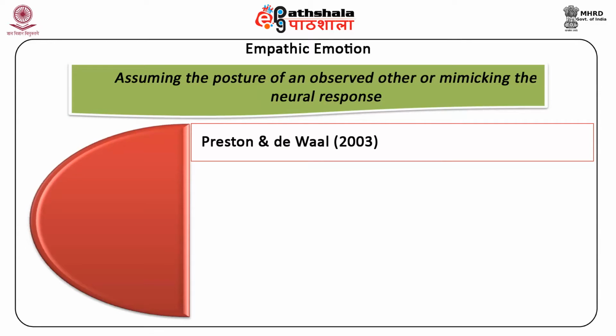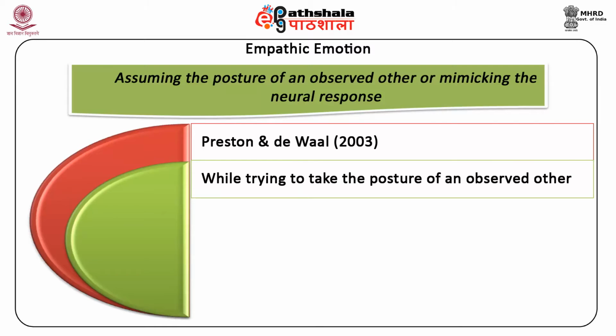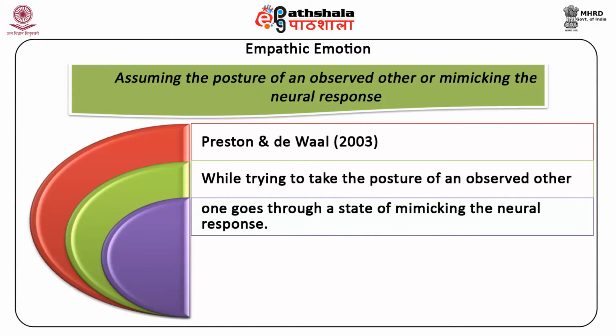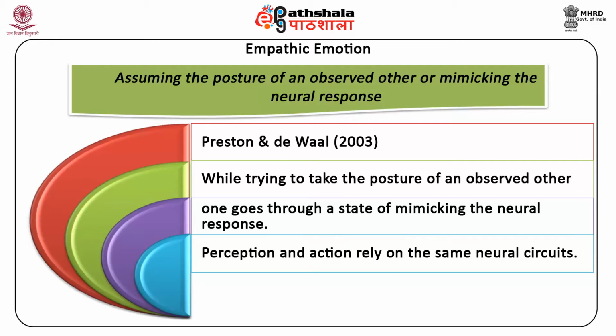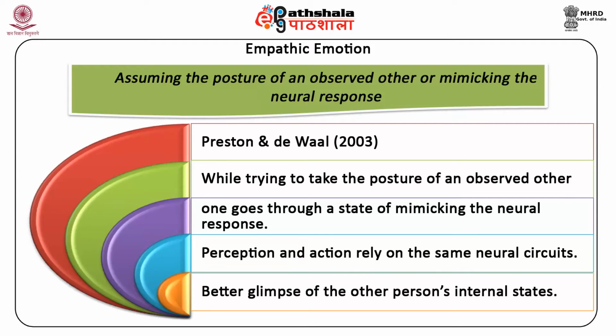Preston and de Waal put forth the idea that while trying to take the posture of an observed other, or trying to feel what the other person goes through, one goes through a state of mimicking the neural response. This does not necessarily mean imitating the motor behavior, but having similar kinds of neural responses. The neural responses become similar because perception and action rely on the same neural circuits. So, as the perceptions become similar, so do the neural responses, and thereby one starts to get a better glimpse of the other person's internal states.